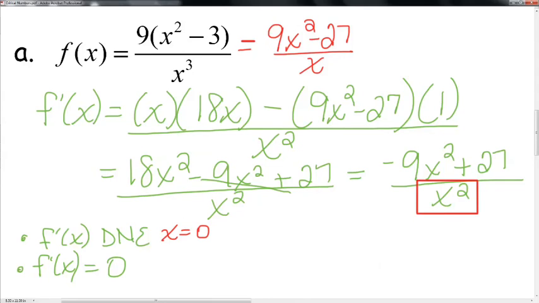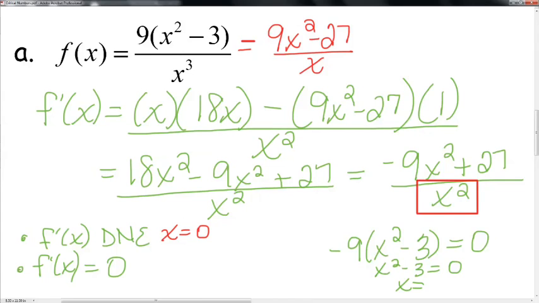And so let's set our numerator equal to 0. I'm going to factor out a negative 9. That leaves me with x squared minus 3. I'm going to set that equal to 0. And that means x squared minus 3 is equal to 0, and that means x is equal to plus or minus the cube root of 3. And so those are my other two critical numbers.